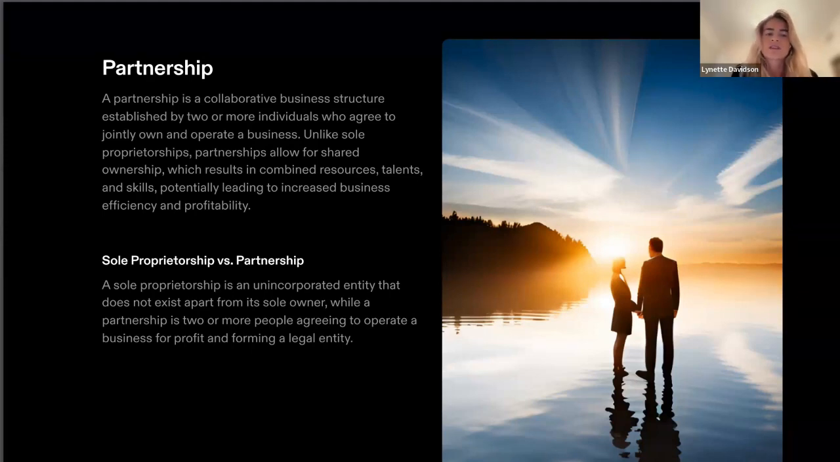What do you think could be an advantage of setting up a partnership? Does anybody have any idea? I don't see an answer yet. When would you be more willing to set up a partnership? Do you have any idea in what scenario it could be more interesting to set up a partnership in comparison to a sole proprietorship?